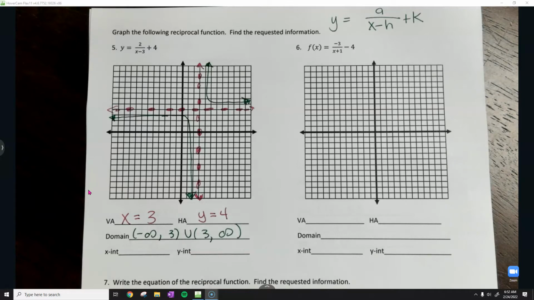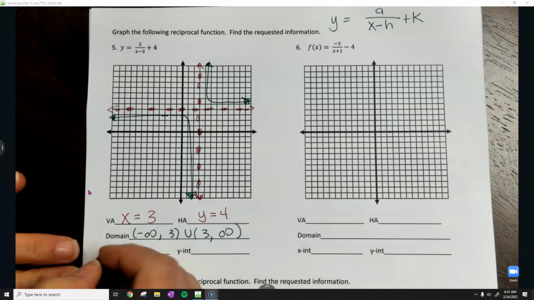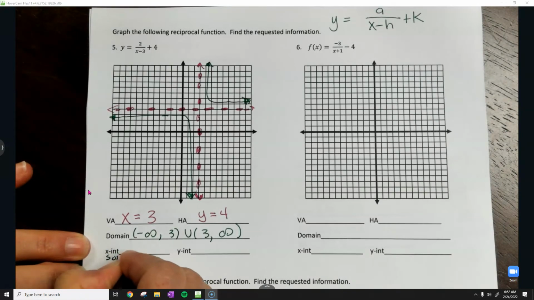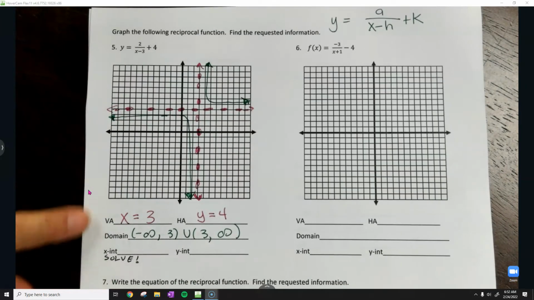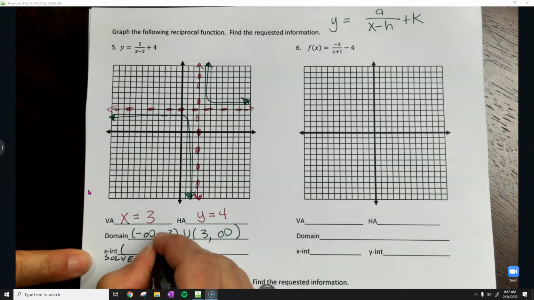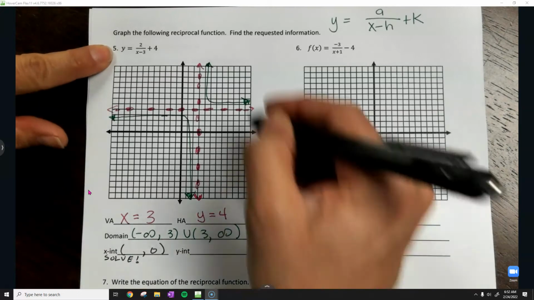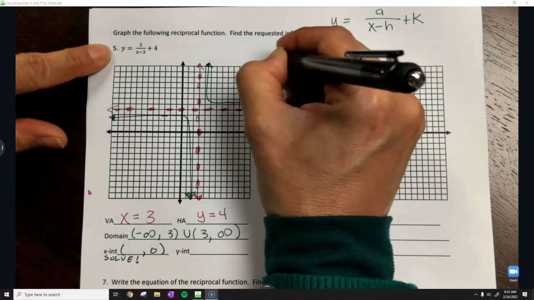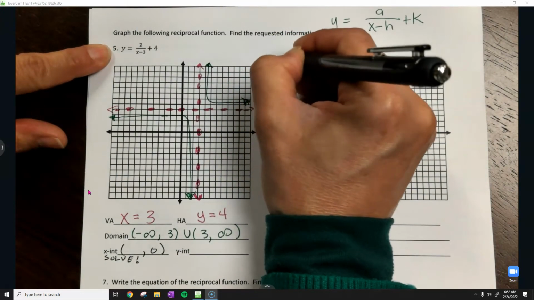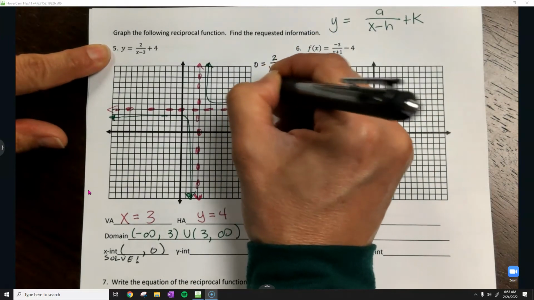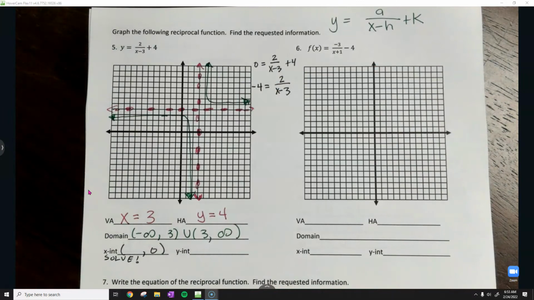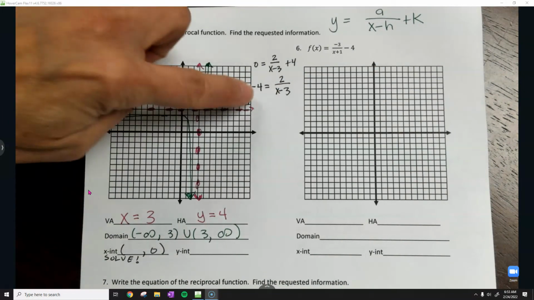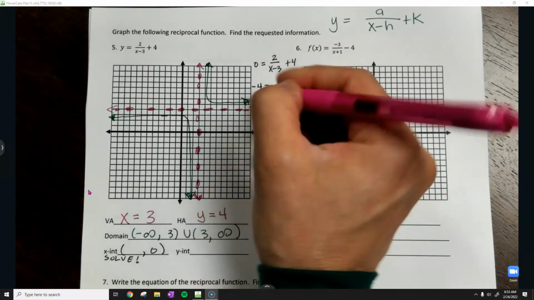Now let's talk about the x-intercept. In order to find the x-intercept, remember you solve. And I'm just going to show my work in this space right here. So to solve for the x-intercept, I know the y value is going to be 0. So I'm going to write 0 equals 2 over x minus 3 plus 4. Move the big number over. And remember, when you are finding the x-intercept for a reciprocal function, you're always going to do the butterfly method.